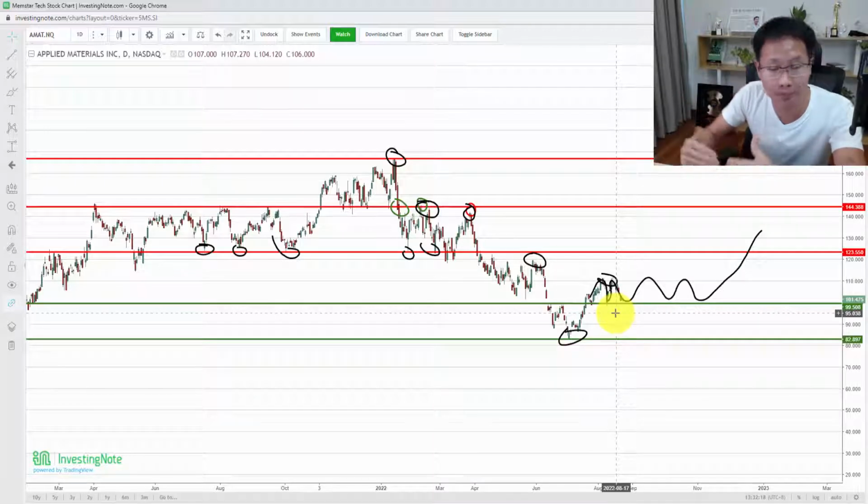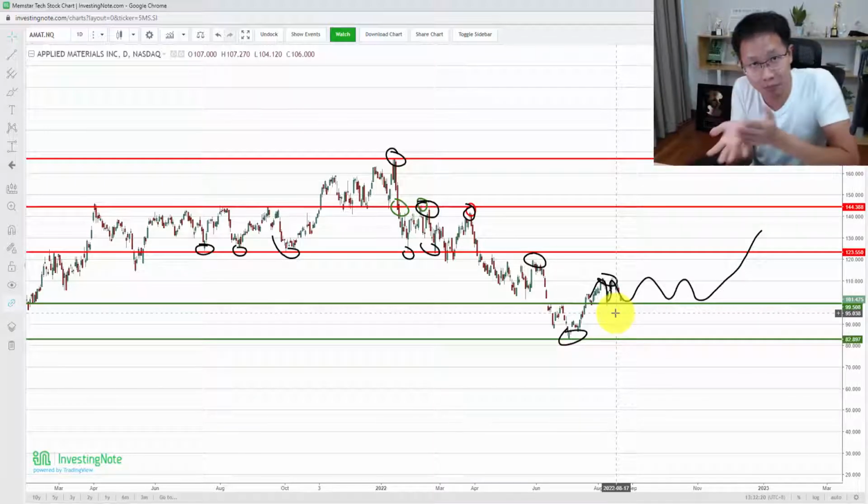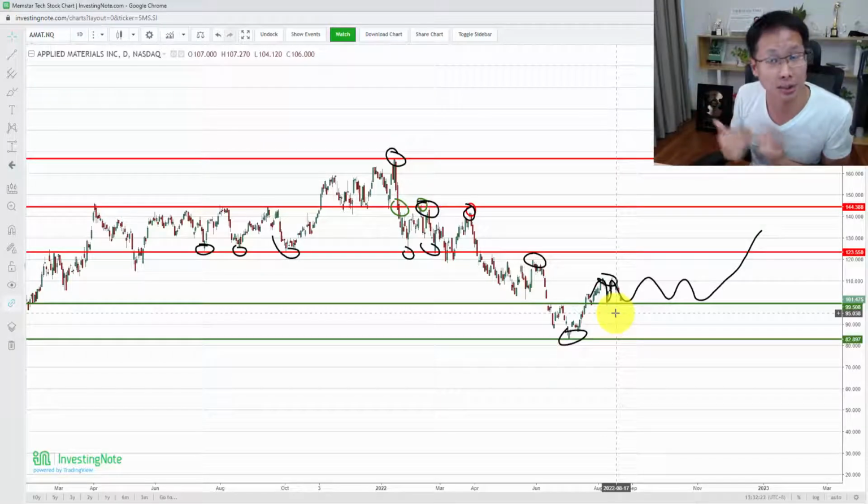So same thing, you can break up, you can break down. If it's a break up, it's a resistance. If it's a breakdown, that's where we break down a support level.